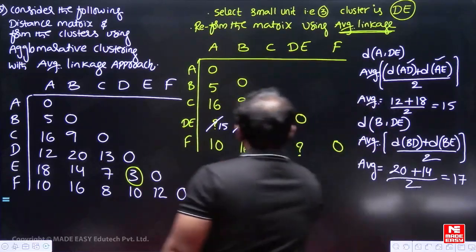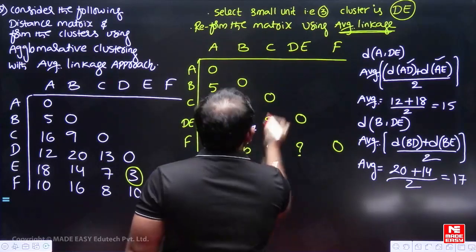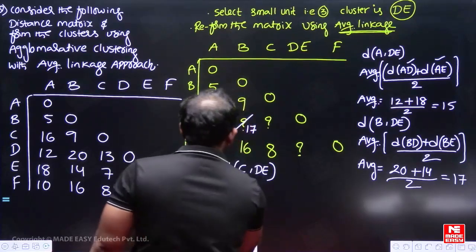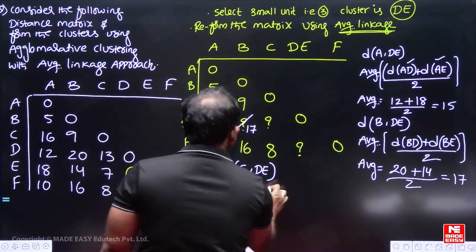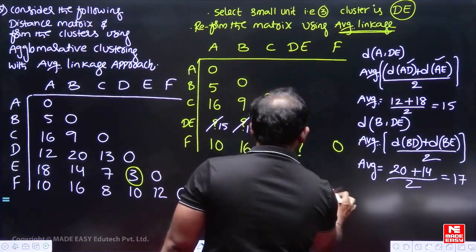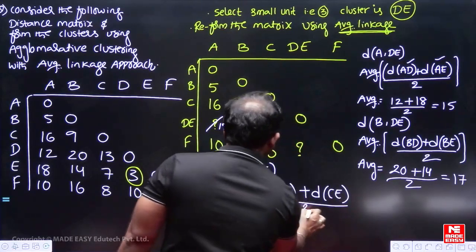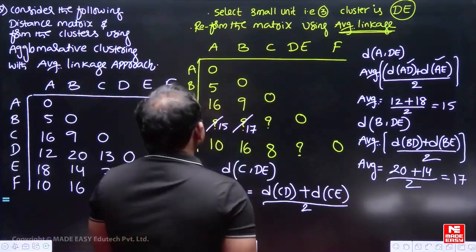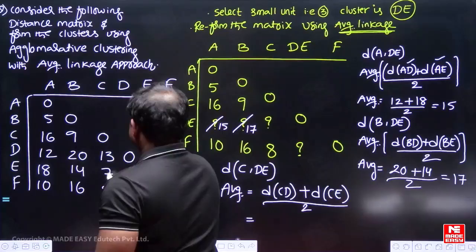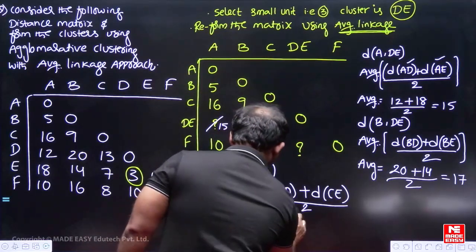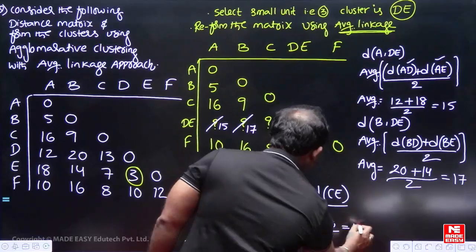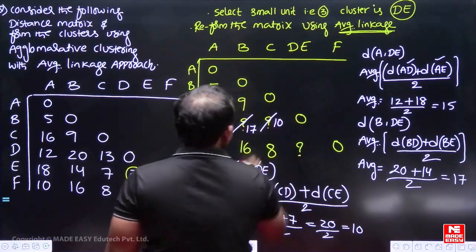Next, what is the distance between C and DE? Now we are taking the average. Average means distance of CD plus distance of CE divided by 2, number of pairs. Right? CD, C and D, 13. C and E, 7. 13 plus 7 divided by 2, 20 divided by 2, that is 10. So this is changed to 10.